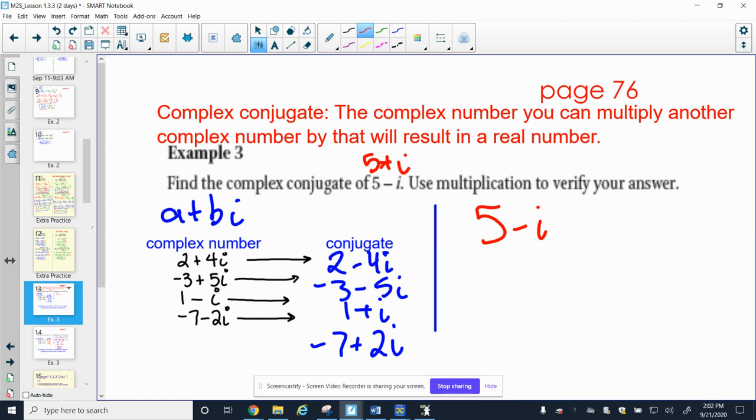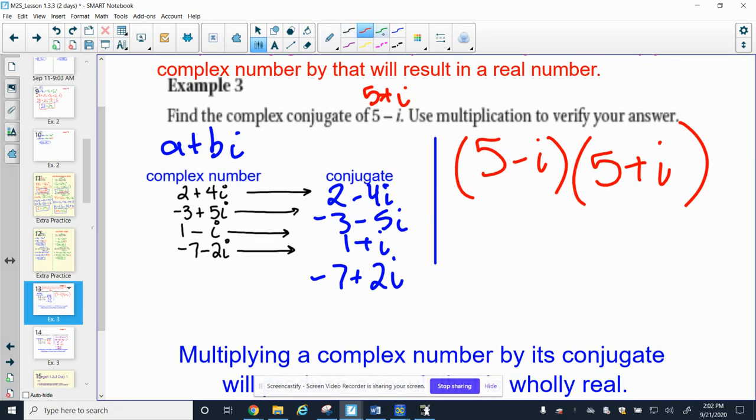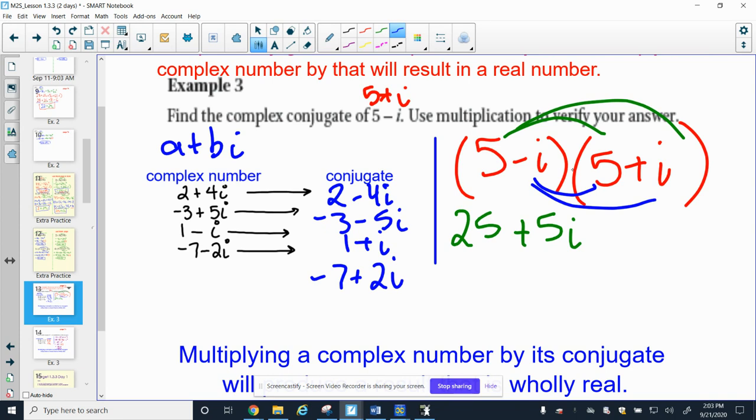So let's use multiplication to verify our answer. If we had 5 minus i, we're going to multiply that by the complex conjugate, in this case 5 plus i. And now let's see what happens when we do this. Okay, so we're going to multiply 5 to both. 5 times 5, 25. 5 times i, plus 5i. And we're going to multiply the negative i to both. Negative i times 5, that'd be minus 5i. Then negative i times positive i, minus i squared.